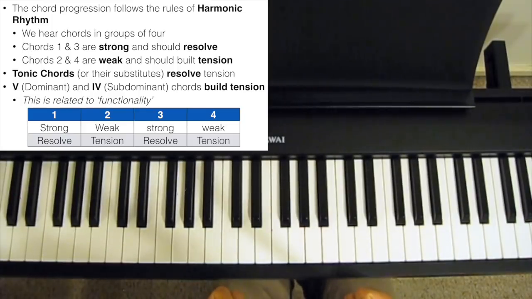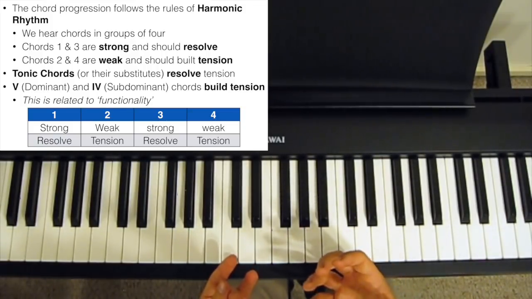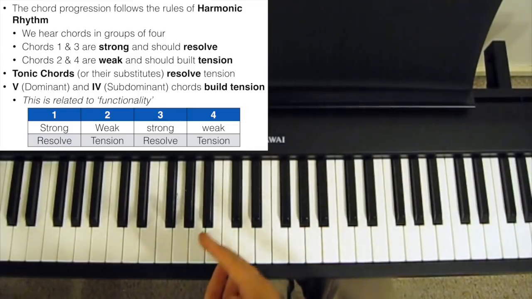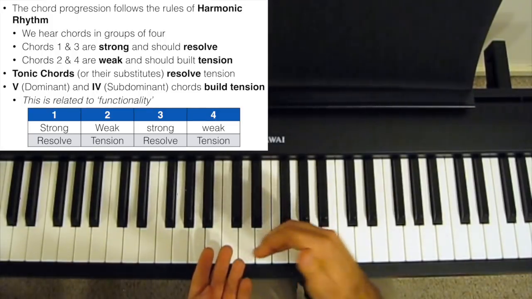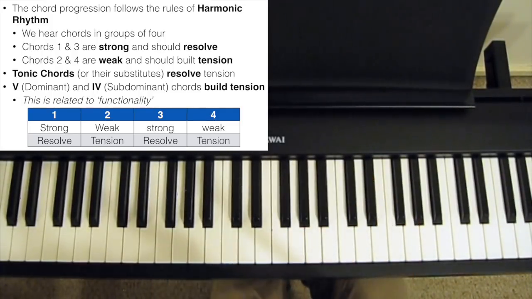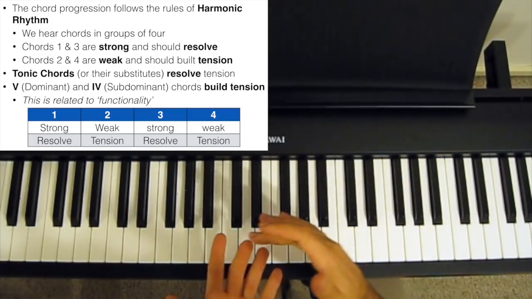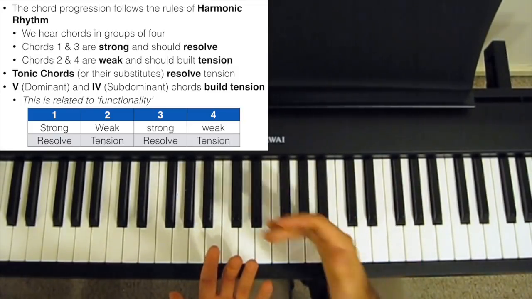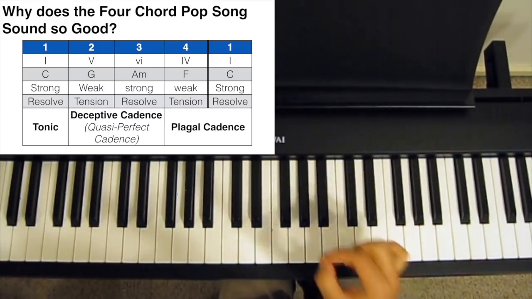Further, the strongest sounding chords, the chords with the most emphasis, are chords 1 and 3 in a progression, while the weakest chords with the least emphasis are chords 2 and 4. So a sequence of 4 chords follows the pattern strong, weak, strong, weak. And we like to hear songs build tension on weak chords, so chords 2 and 4, and resolve tension on strong chords, so chords 1 and 3. And that's precisely what this chord progression does.